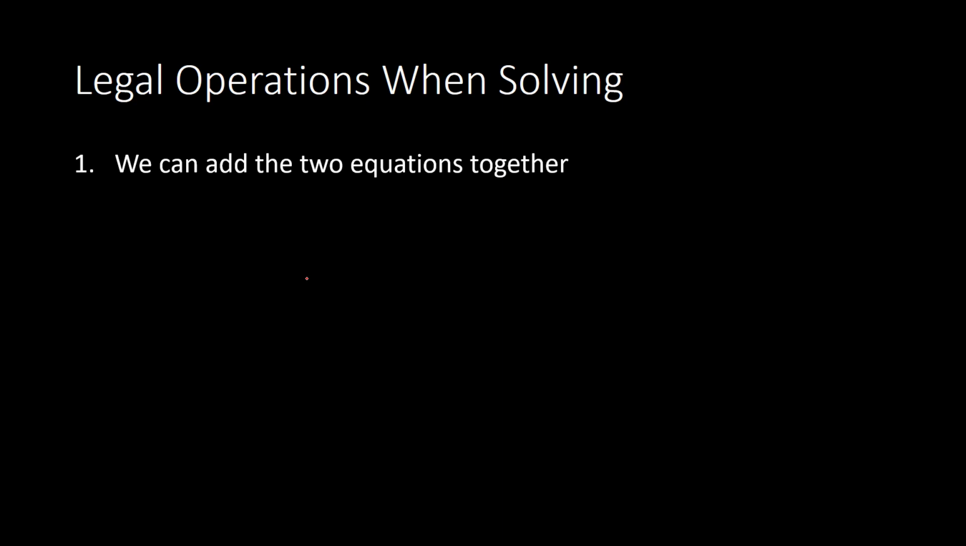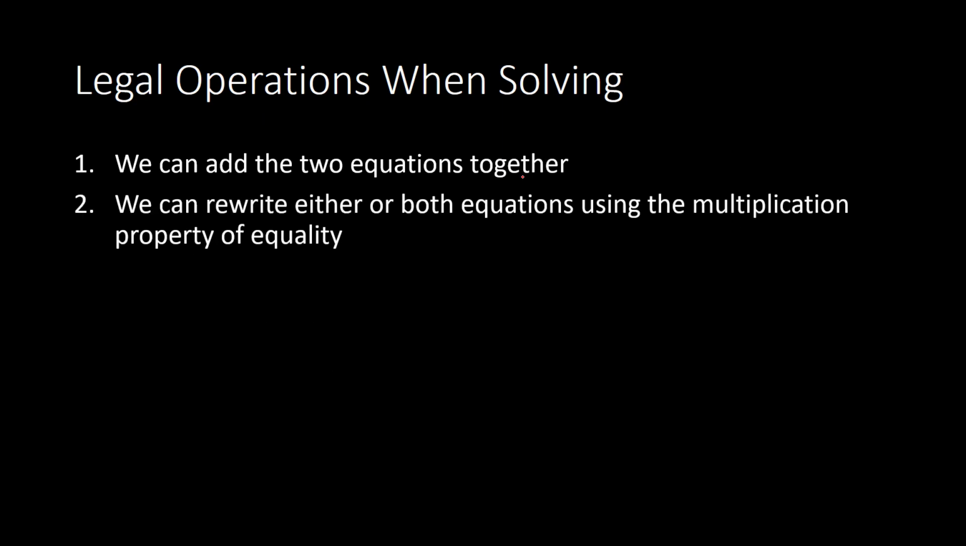So when you solve a system of equations, we can do two things. We can add or subtract two equations together. And the other thing we can do is multiply an equation by something.